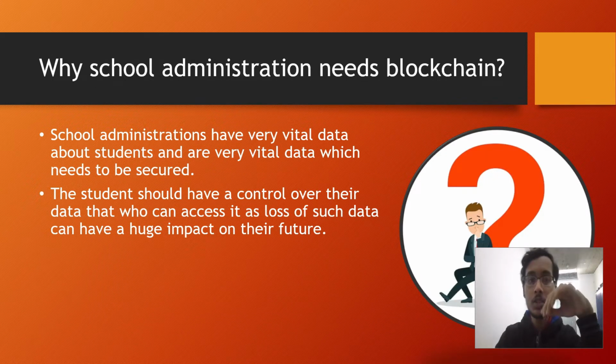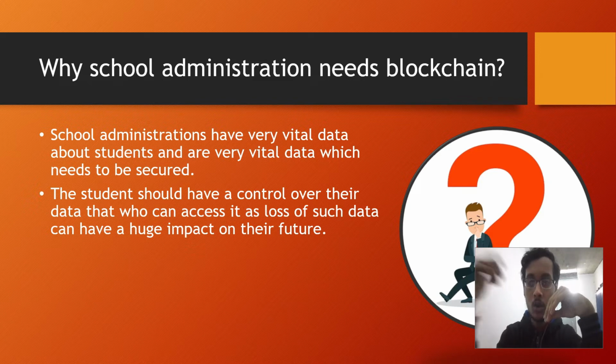Now why do we need this type of security for school administration? As we all know, our school data is very beneficial. If you want to check what the important data for any school administration is, it includes your board certificates and your graduation level certifications, which are very important and need to be saved in the right way.